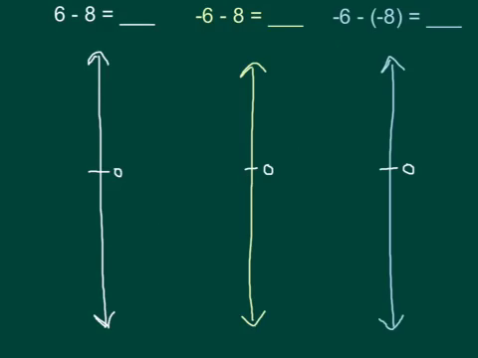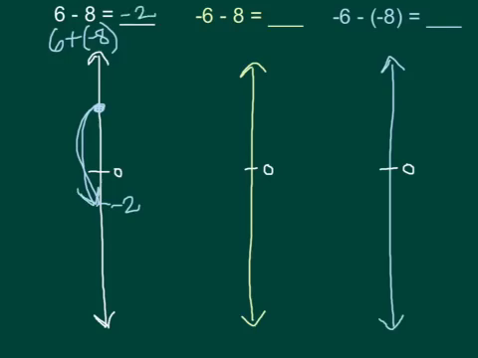It's important to understand why this works. If you were at 6 and you went down 8, you would end up at a negative 2 because you went past 0. If you do 6 plus a negative 8, you're going to end up in the same spot. You're going to start at 6 and you're going to add to it 8 negatives, which means you go down as well. That's why these mean the same thing.